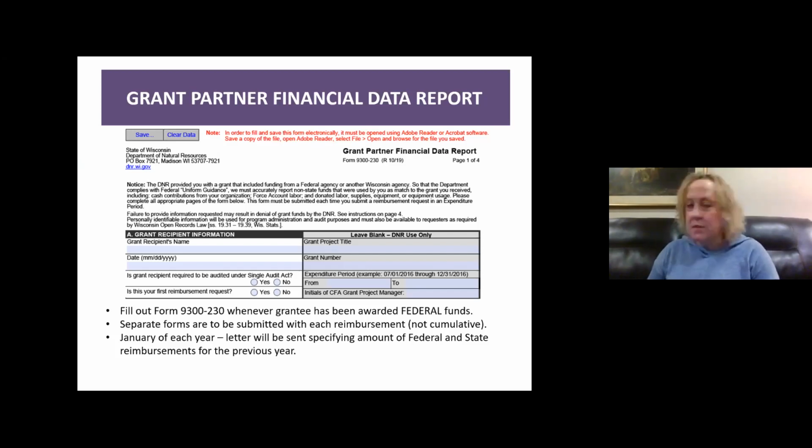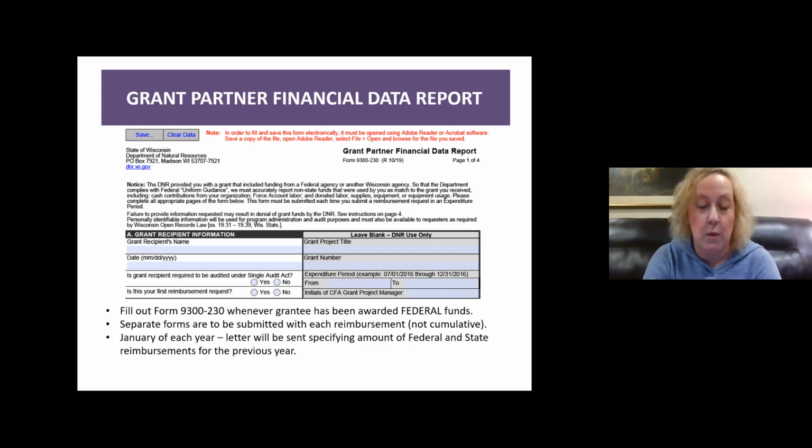So for those of you that receive Section 319 federal funds as part of your grant, when you seek reimbursement, you will need to fill out the grant partner financial data report. And this is a form that is required as a function of you being a subgrantee and DNR essentially being a grantee of EPA. And it's to ensure that we collectively are in compliance with the federal uniform guidance. And so this needs to be filled out again for every reimbursement for grants where federal funding is at play.